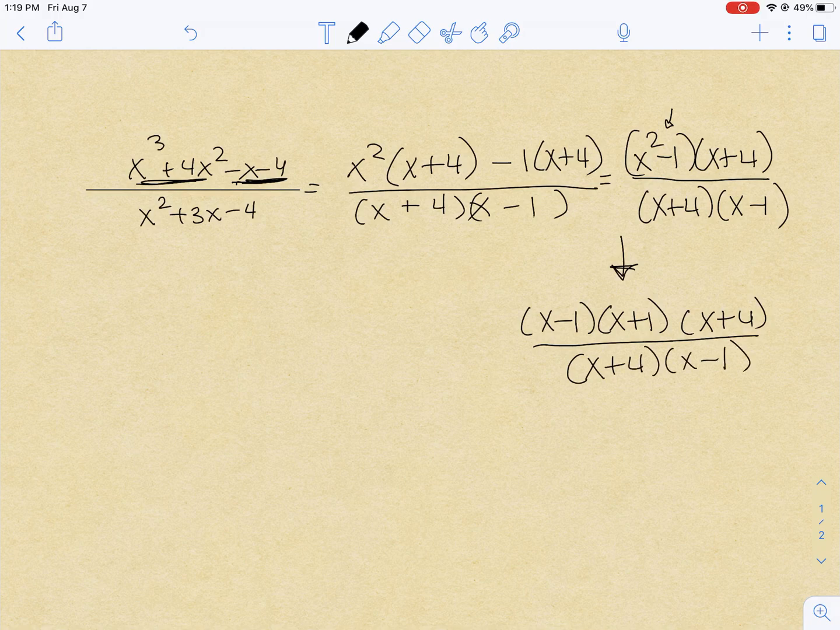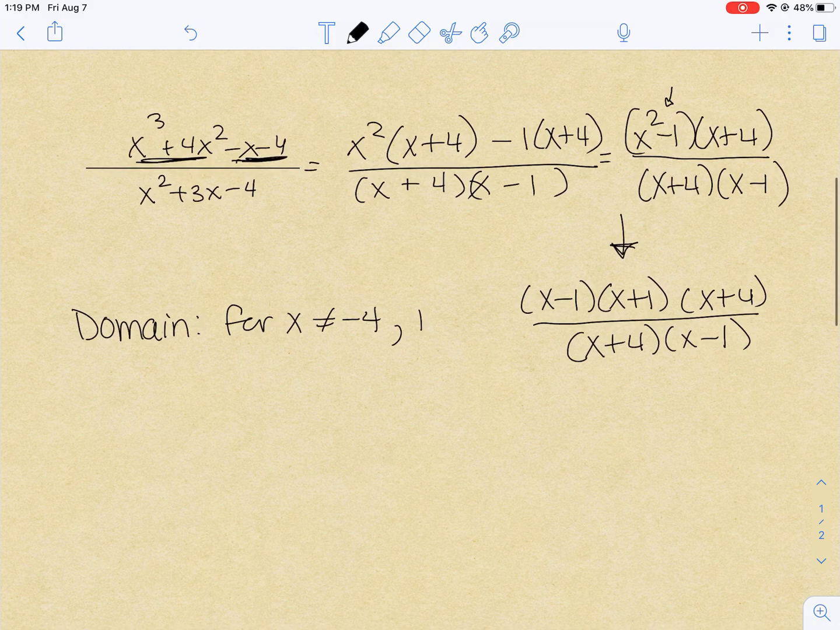We do want to look for our excluded values, so your domain, in this case, we're going to look for x's not equal to -4, or +1, because those would make our denominator 0, and you cannot divide by 0, that's undefined.